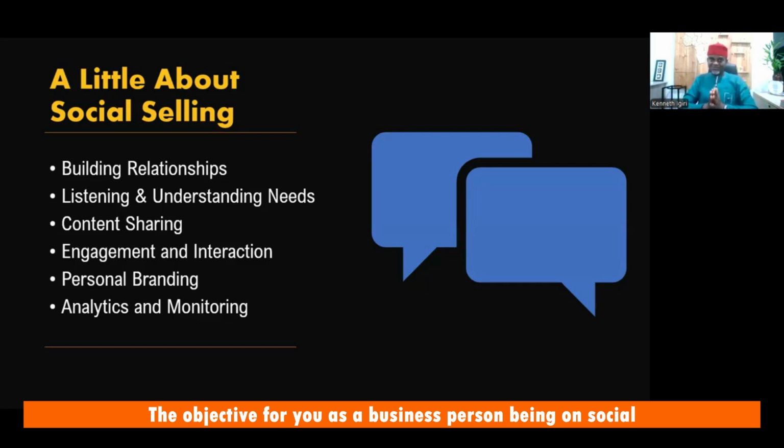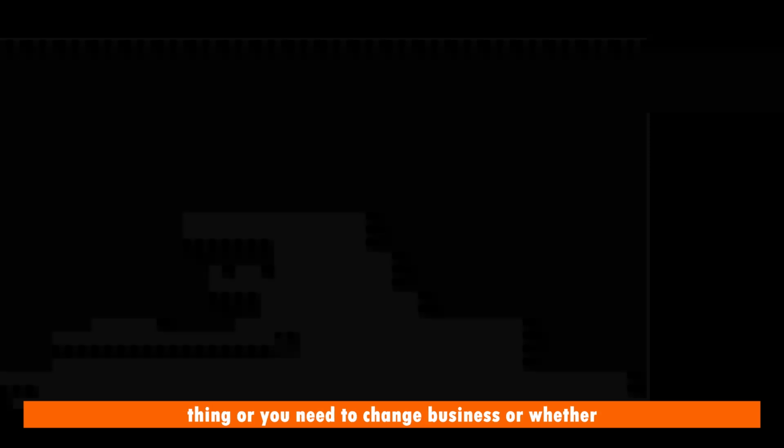The objective for you as a business person being on social media is that eventually you sell. But in order to sell, you have to build relationships with potential clients. You have to listen. We talked about paying attention to get attention before. That means interacting with other people, commenting, and finding out what other people are doing. That helps you learn whether you're selling the right thing or you need to change your business.